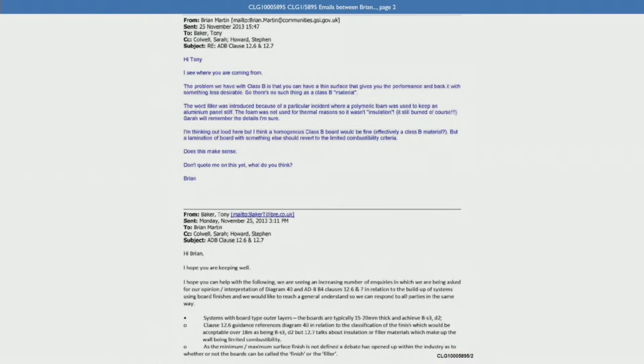Now, just pausing there, does this trigger a recollection about either seeing this email run or having a discussion internally with any of the people on this email? It doesn't.